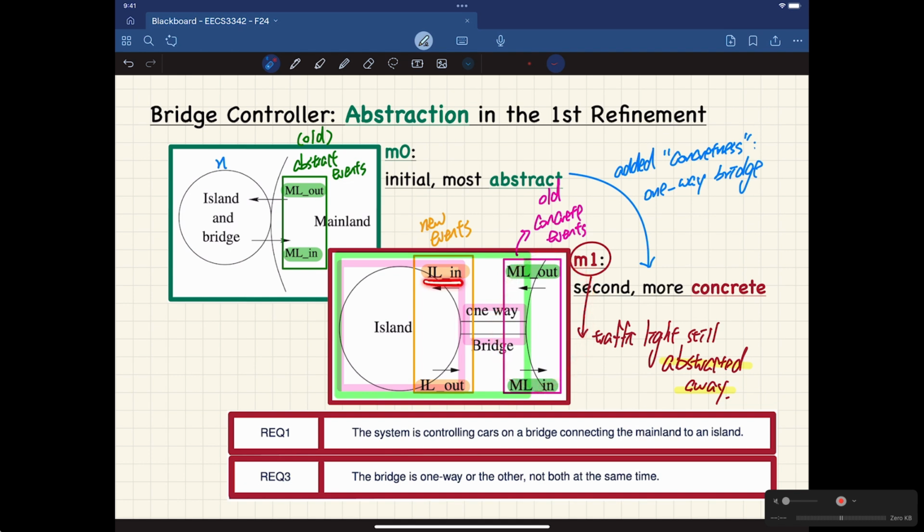And ILM and IL out, we're not going to touch them just yet. These are so-called new events, which we're going to deal with separately. So every time you talk about refinements, you want to categorize the events into 2 groups. The first group will be the overridden version from the previous abstract model. The second group will be the new events that we newly introduced. All right? That's something to note.